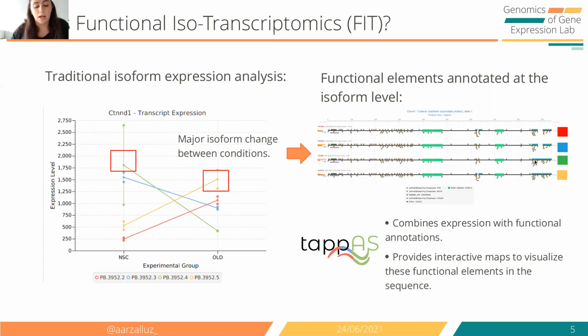Furthermore, using TappAS interactive maps, such as this one here, we can visualize these features within the sequence in order to understand the functional differences between each of the isoforms. And before I dive into TappAS functionalities, I'll show you a brief example of how this works.